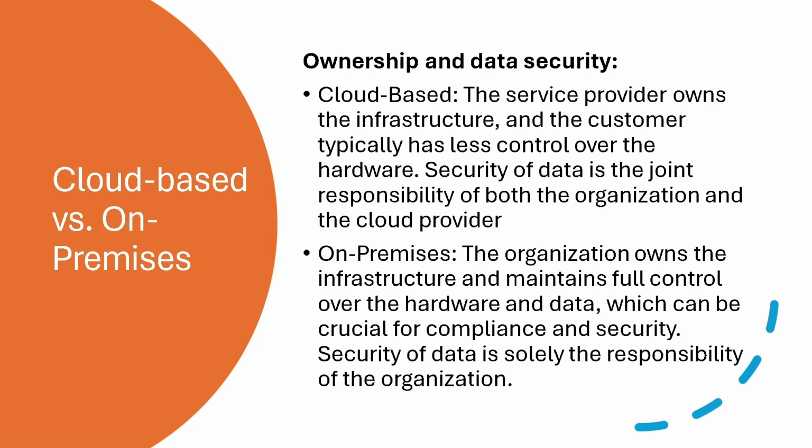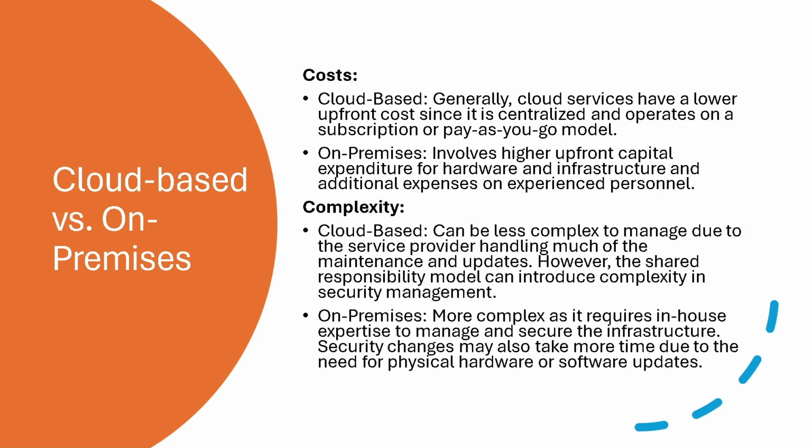Security of data is the joint responsibility of both the organization and the cloud provider. For an on-premises architecture, the organization owns the infrastructure and maintains full control over the hardware and data, which can be crucial for compliance and security. Security of data is solely the responsibility of the organization.